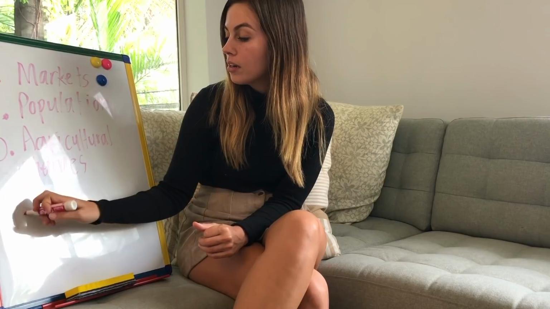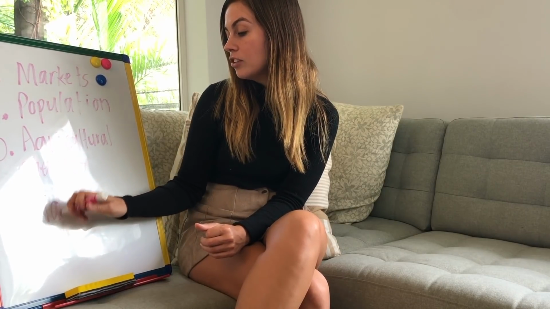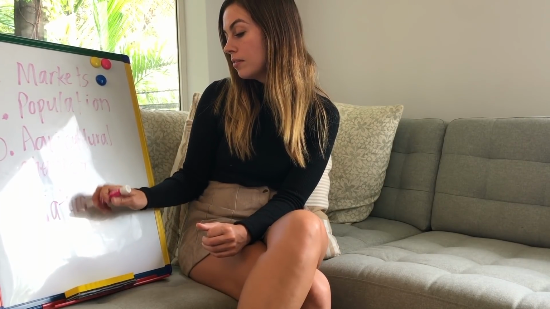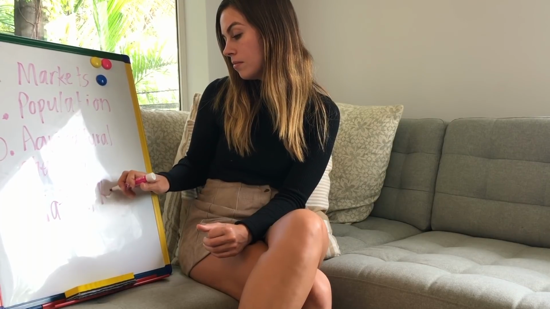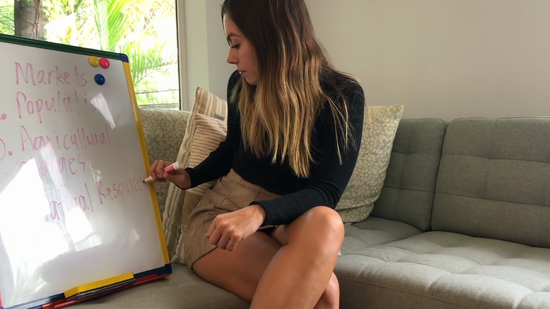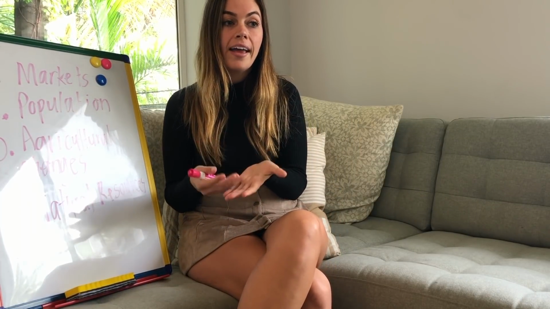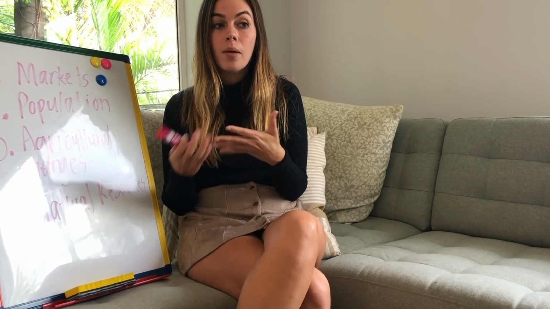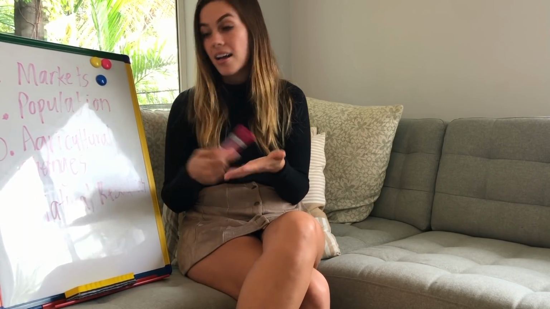And 4, natural resources. So natural resources, they had coal, iron, good harbors, canals. Colonies had raw materials like lumber and cotton.